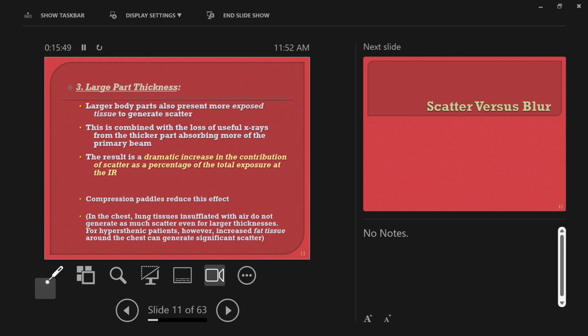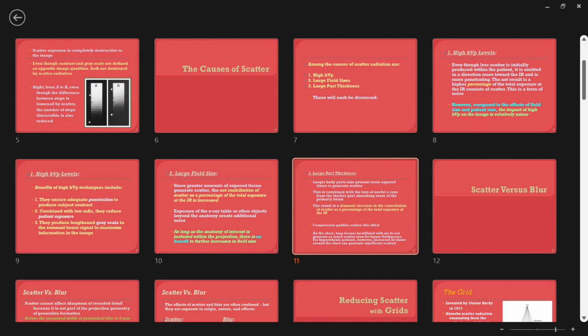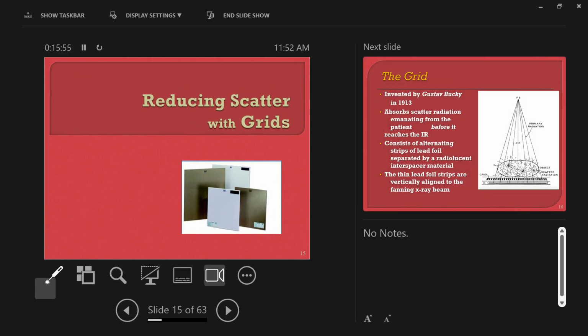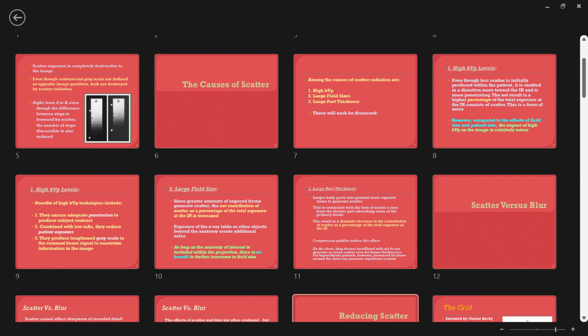The thicker the part, the more it scatters. So the point is, we want to reduce scatter, and we use a grid to do that. Thinking about a body part, that knee that we just brought up on screen, you can't make that part thinner, right? That part has a KV that you'll use for it. You're not going to use a different KV than you would use. The KV you use is the KV you use, right?